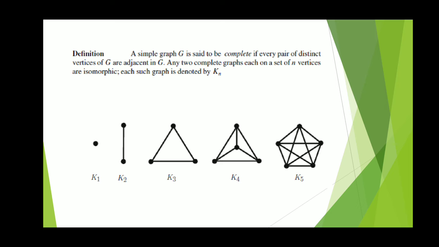For example, K1 contains only one vertex, and K2 has two vertices, and these two are connected by a single edge. K3 contains three vertices and all the vertices are connected. This one is K4 and K5.